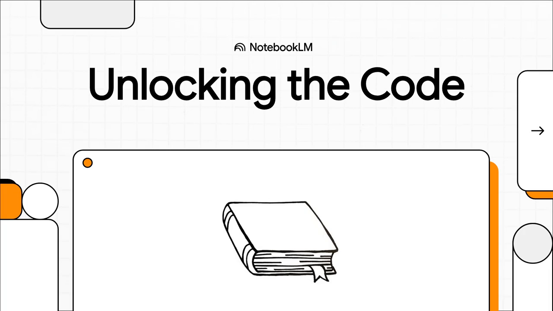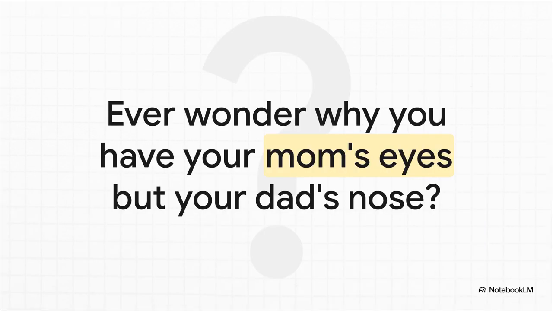All right, today we're doing something huge. We're unlocking the code of life itself. We're going to demystify genetics, which is the science that explains why you are, well, you. And it all starts with that classic question, right? Why do I have my mom's eyes but my dad's nose? Well, the answer is hiding in this incredible biological blueprint that makes every single one of us unique. And today, we're going to learn how to read it.